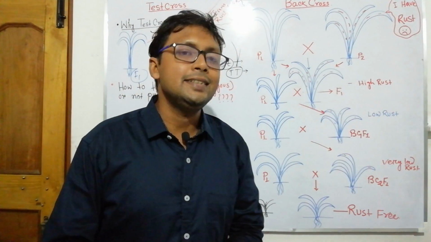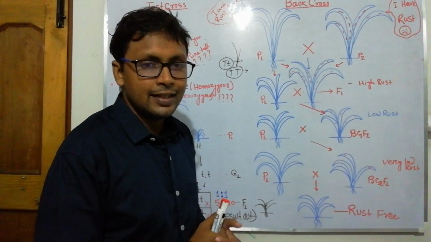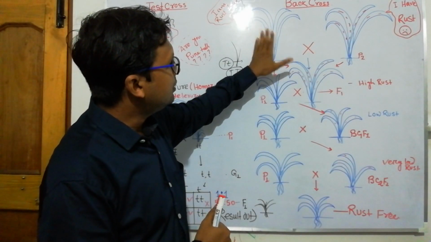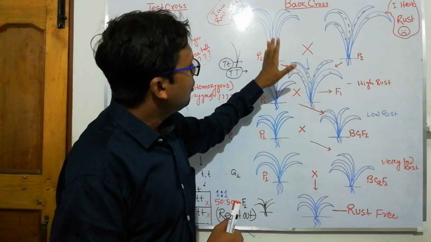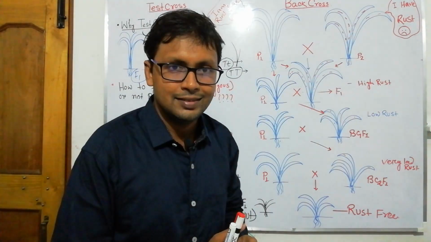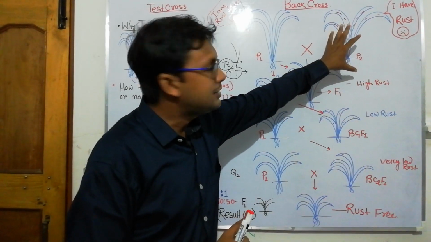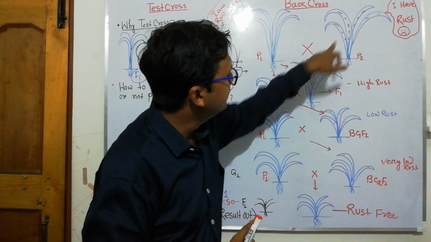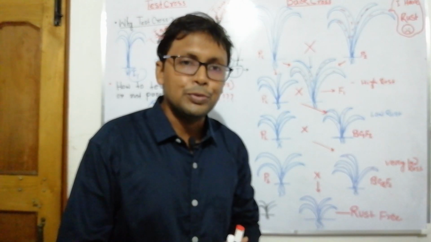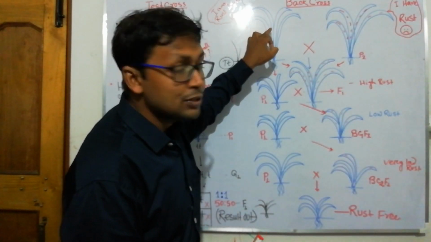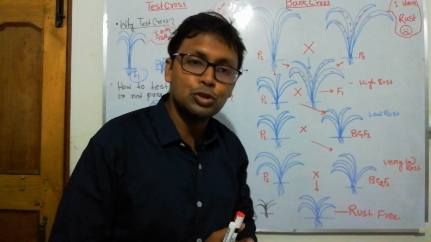Now plant breeders are very intelligent. Here is an example: one rice variety is crossed with another rice variety. One is healthy and the other is rusty, that is, it has rust disease. The F1 carrying this parental generation also contains rust, that is, the F1 is rusty. So the plant breeder now tries to introduce the rust-free trait. Here the plant is saying, I am rust free, so the rust-free trait is to be introduced.